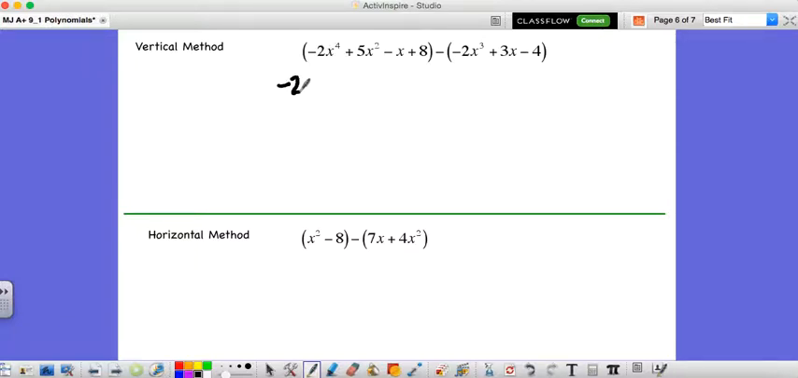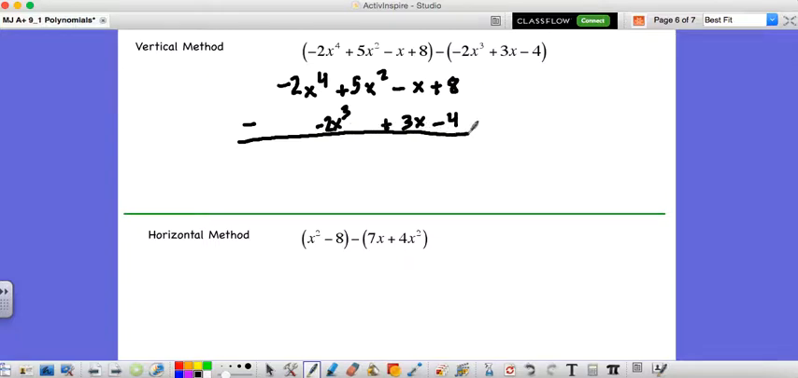So we have negative 2x to the 4th plus 5x squared minus x plus 8. Now we're subtracting all of these pieces. Now we had negative 2x to the 4th and 5x squared. I didn't really leave much space, but I'm just going to squeeze it in here. Negative 2x cubed plus 3x minus 4. Now the biggest trick here is to remember that we're subtracting everything.